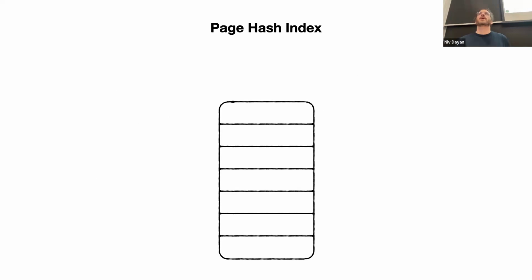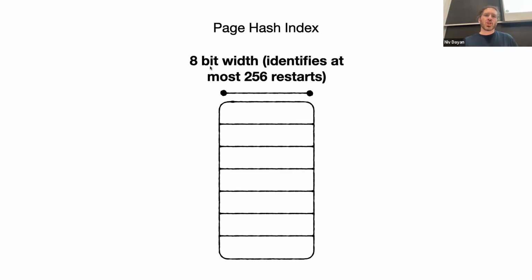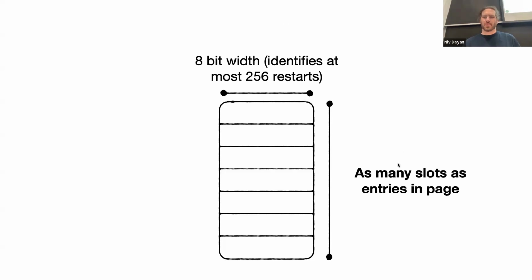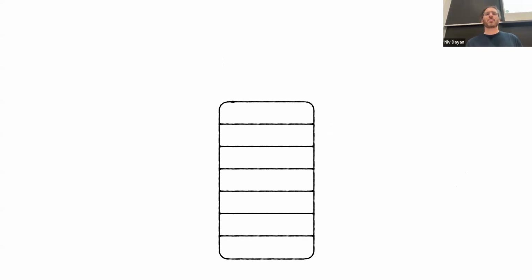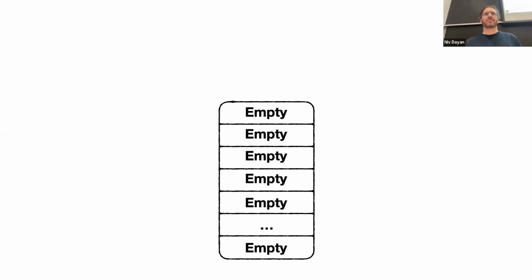Okay, so here's what it's going to look like. Let's see how we construct it. First of all, what are the dimensions? Let's suppose this is an array of slots. It just has an 8-bit width. That means that you can identify 256 restarts uniquely, because we're assuming that each one of these is just an address of a restart. And the number of slots in this array is going to be the same as the number of entries in the page. Now, all of this will start off being empty.